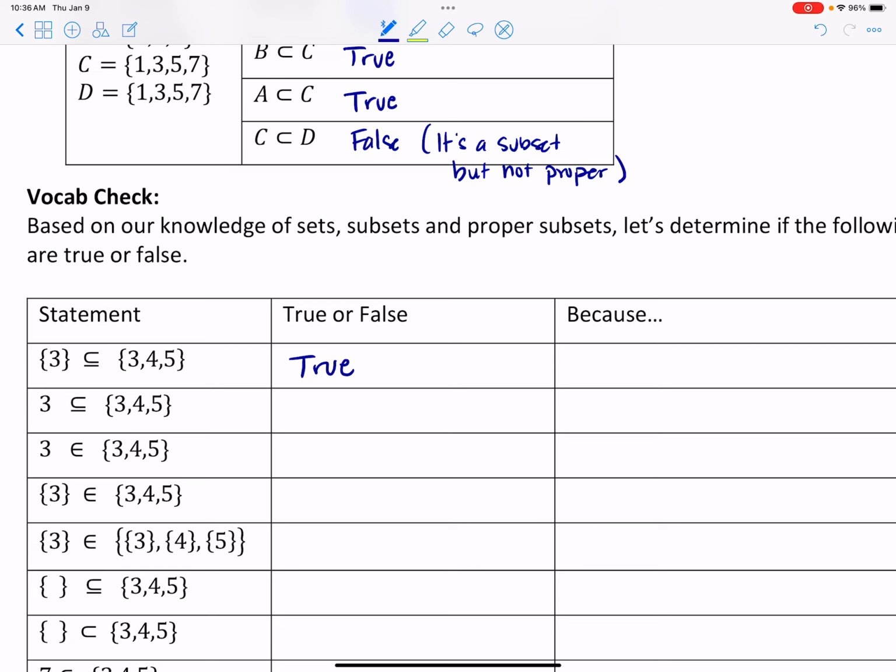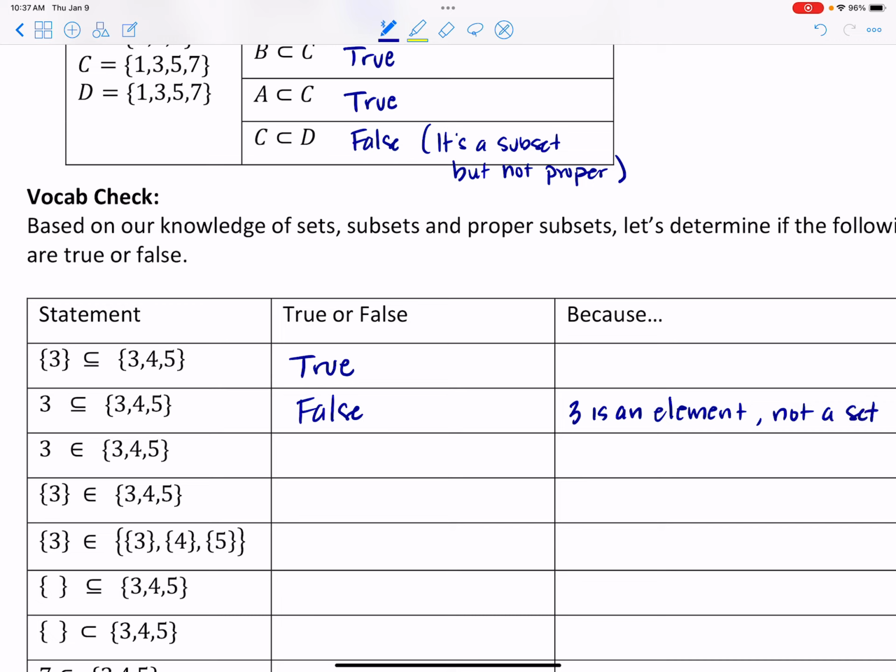Now, you notice a distinction between that first example and that second example. The next one says 3 is a subset of the set 3, 4, 5. If I take the braces away from the 3, then it's not a set anymore. It's just a thing, an element, right? And only a set can be a subset or proper subset of another set. So this is going to be false, because 3 without the braces is just an element, not a set. And again, only a set can be a subset of another.